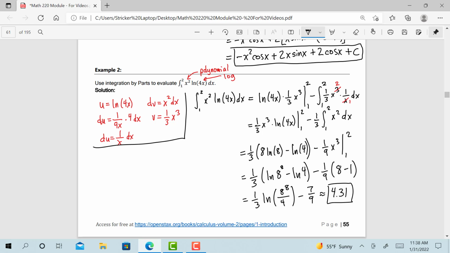So you've now seen one example of integration by parts with a definite integral and one with an indefinite integral. I'll see you in the next video.